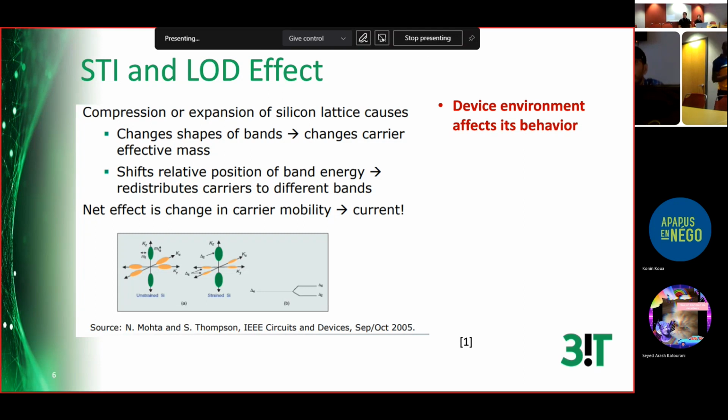Are those trenches for SOI or something? It's for SOI, I suppose? No, it's not for SOI. It's the general CMOS processes. If you go back, I think it's in the first slide.